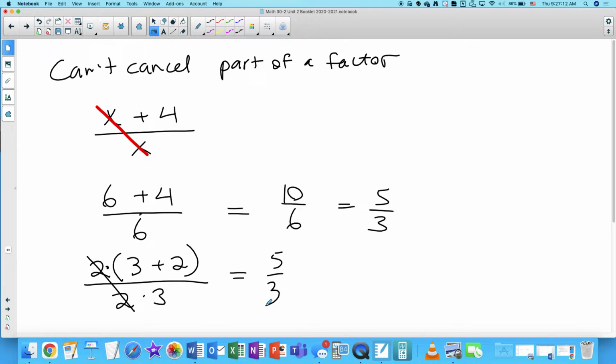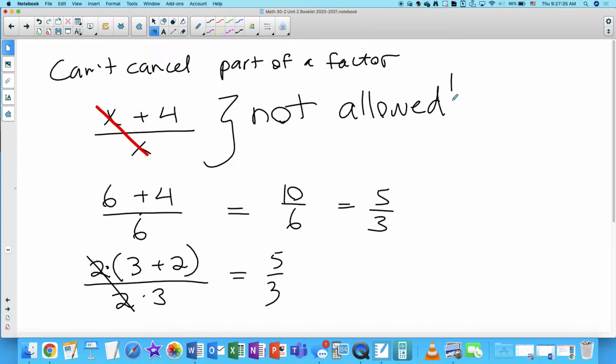Okay, so this is fine. Factoring and then canceling identical factors is fine. But you cannot cancel part of a factor. And I say it that way, or sometimes I say you can't cancel across addition or subtraction, only multiplication. So this is not allowed, right? Not mathematically sound.